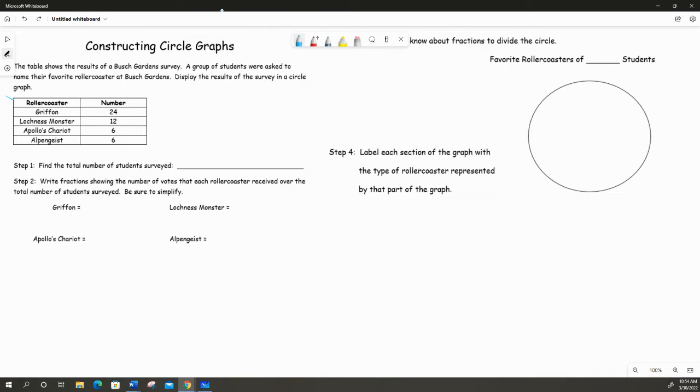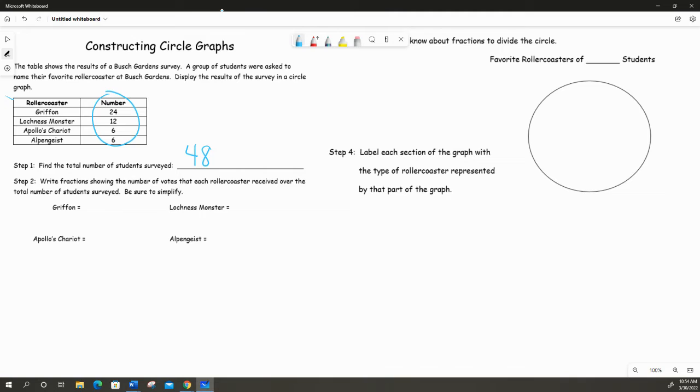Whenever we're constructing a circle graph, the first thing that we need to know is how many students were surveyed. Now, it doesn't tell us directly how many were surveyed, but we can figure that out simply by adding the total number of likes. So if I were to add 24 plus 12 plus 6 plus 6, that would give me a total of 48. If you needed Desmos to do that, you are more than welcome to use the Desmos calculator.